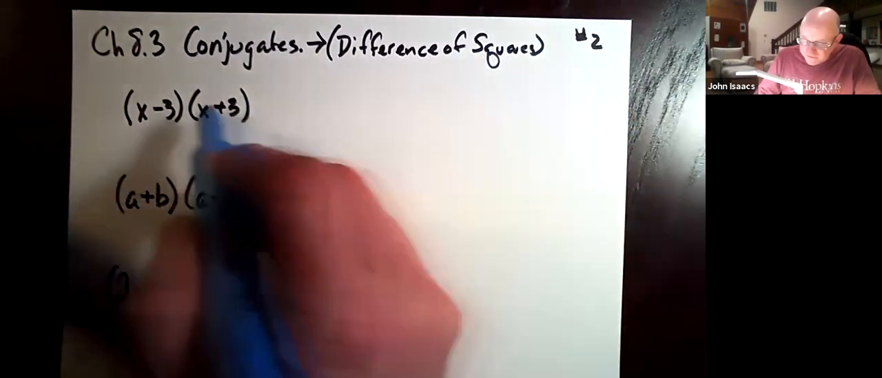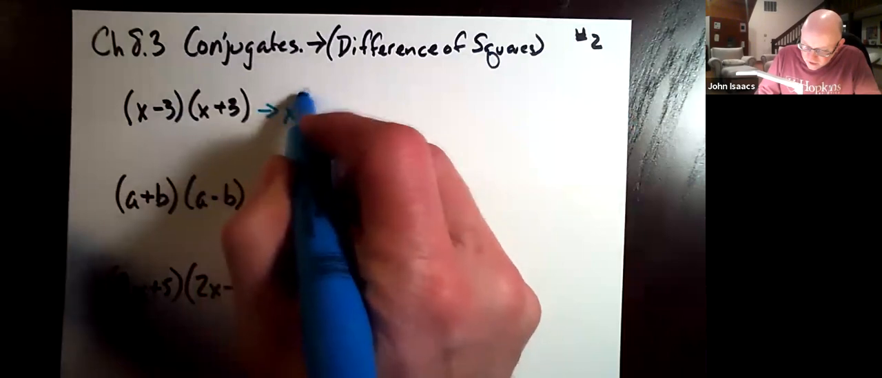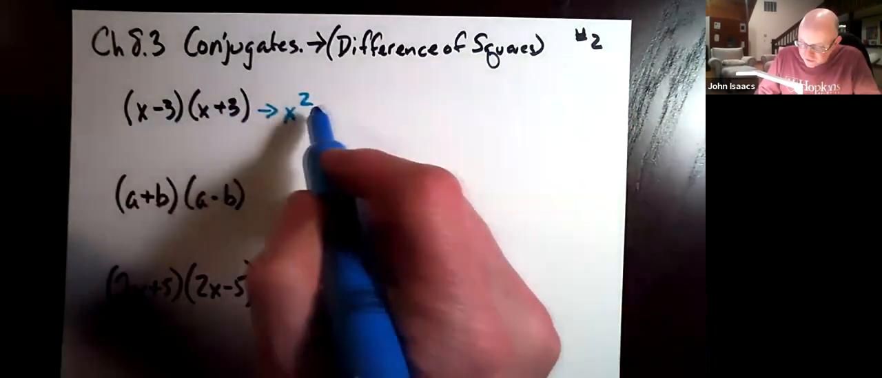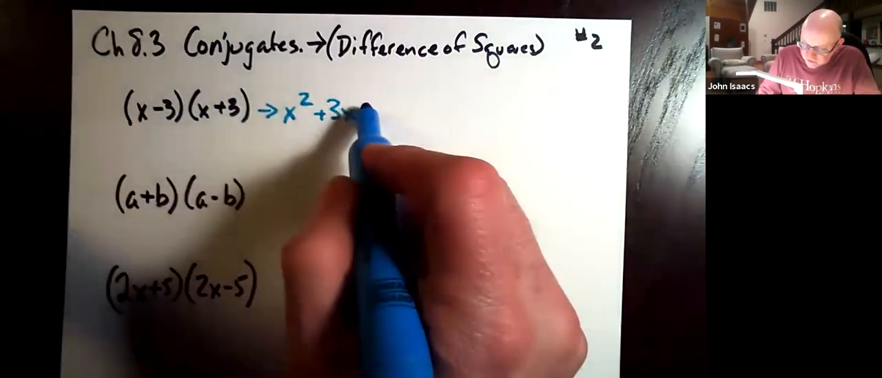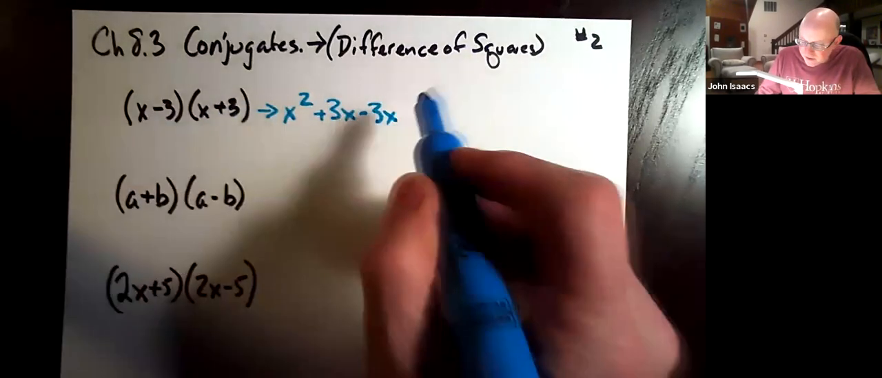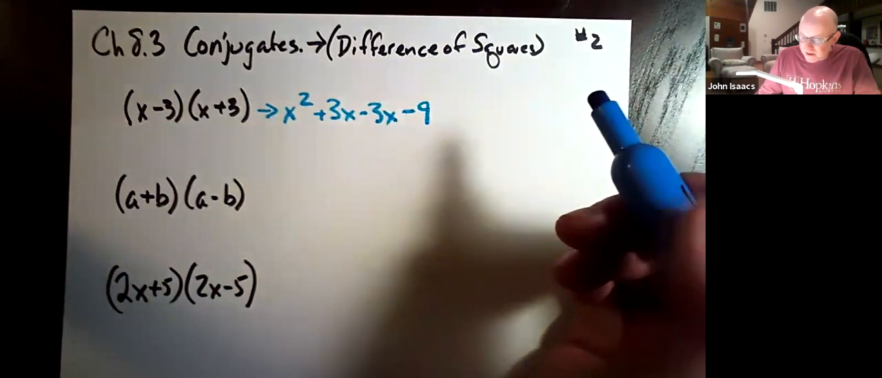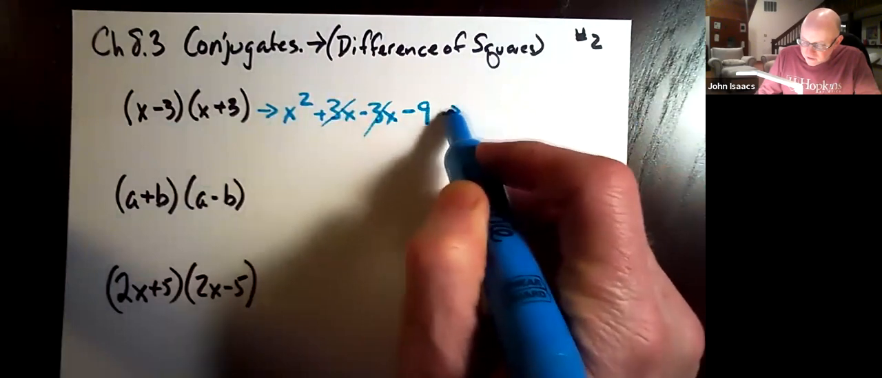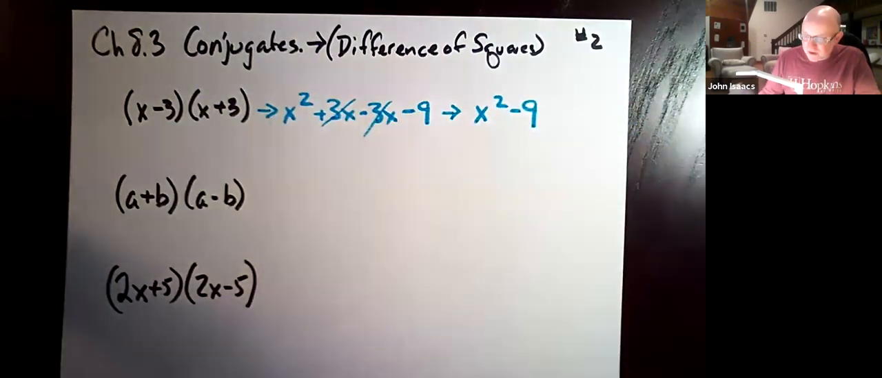Let's use FOIL. We get x times x, so we get x squared. Then the outers are x times 3, so that's positive 3x. And the inners are x times negative 3, so that's minus 3x. And then negative 3 times positive 3 is negative 9. Okay, so the middle terms go away, leaving us with x squared minus 9.